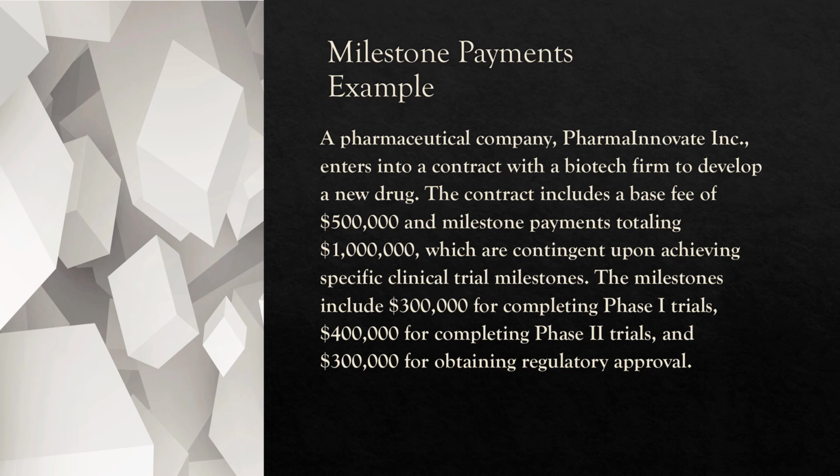Let's now look at a milestone payments example. A pharmaceutical company, Pharma Innovate Inc., enters into a contract with a biotech firm to develop a new drug. The contract includes a base fee of $500,000 and milestone payments totaling $1 million, which are contingent upon achieving specific clinical trial milestones. The milestones include $300,000 for completing Phase 1 trials, $400,000 for completing Phase 2 trials, and $300,000 for obtaining regulatory approval.